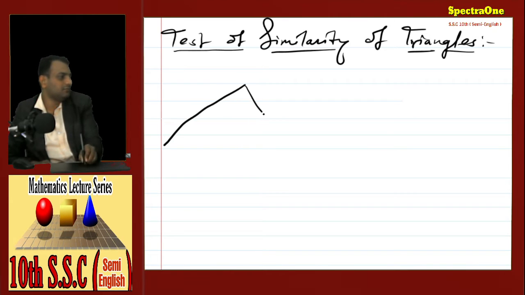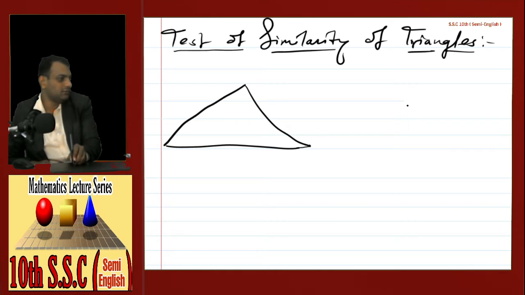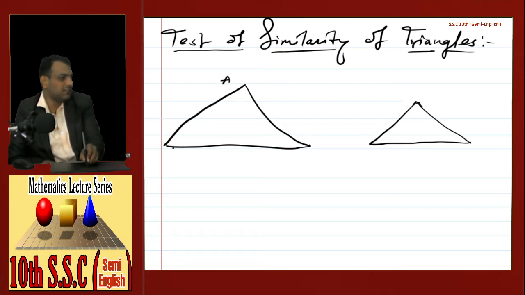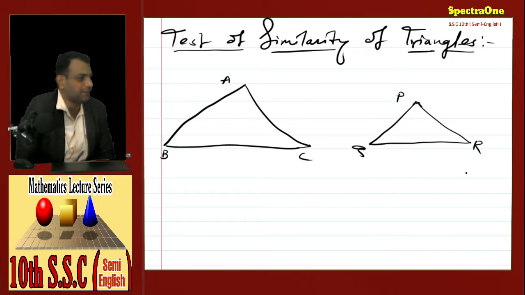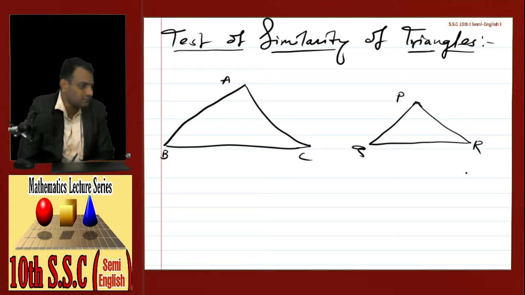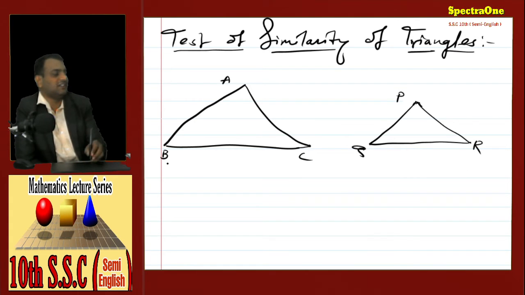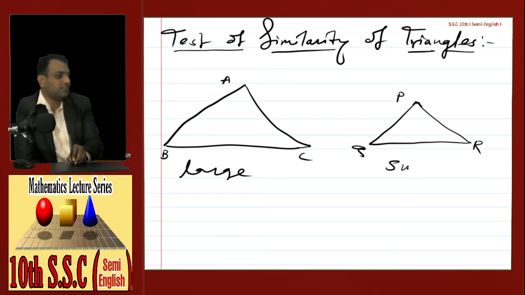This is one triangle. This is another triangle. Suppose this triangle is ABC and this triangle is PQR. ABC and PQR are the two triangles. This triangle is large in size and this is small in size.